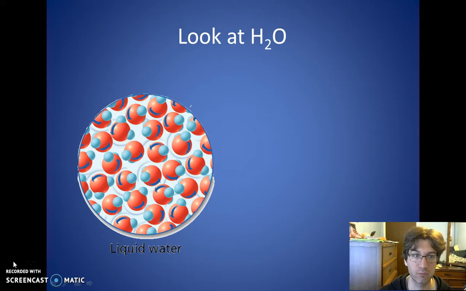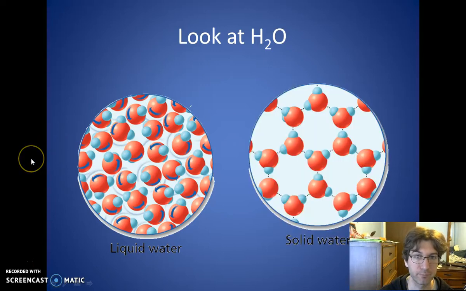First, let's look at water. This is liquid water. It might not look like the liquid water you normally see, but it is. You can see that it is a liquid. We have our particles and they kind of slosh around, and you can see that we do have 2 hydrogens for every 1 oxygen in there.